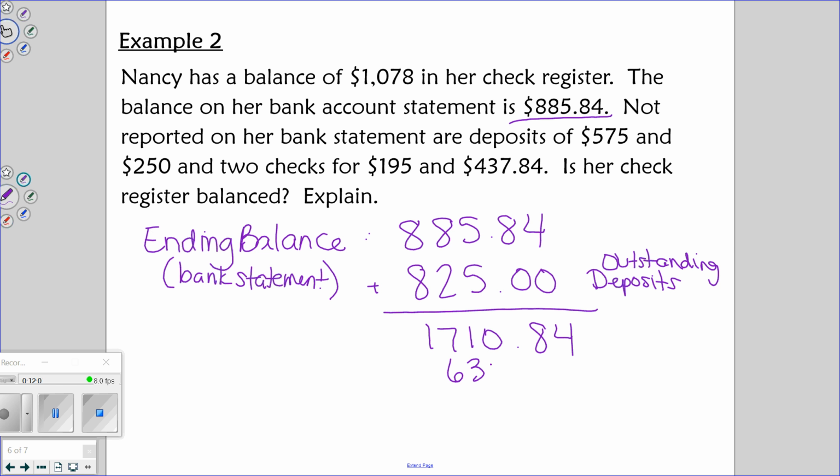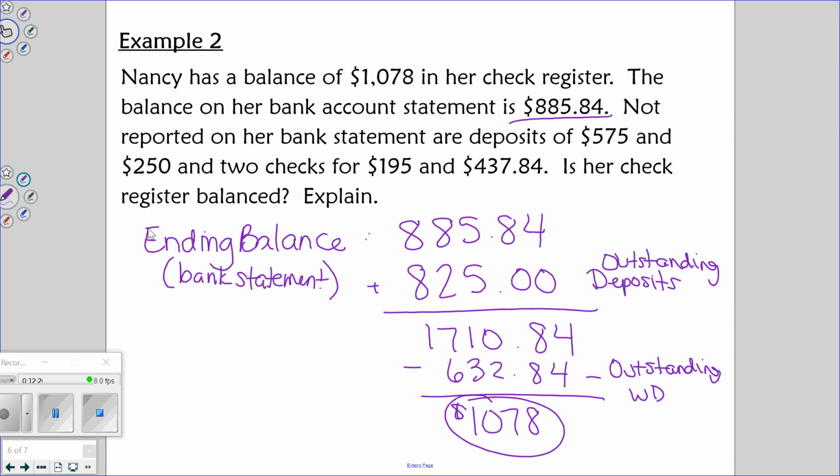So $632.84. So these were outstanding withdrawals. So 1710.84. We got to subtract off the 632. You get 1,078. So the question was, is her check register balanced? Yes or no? How do you know it is? It matches. If what she has matches now once we did that, then we're good. Yes, it did balance.